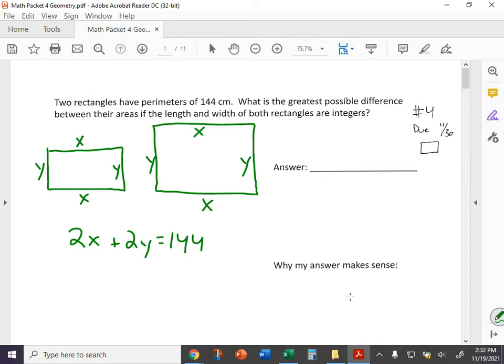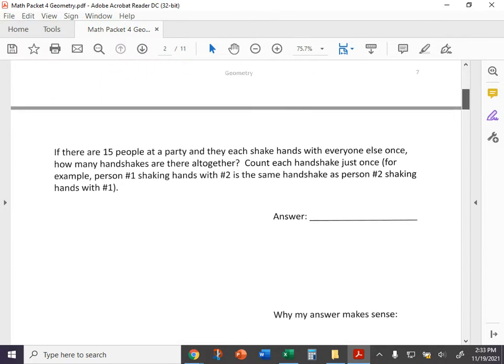But essentially, what base and length will give you the greatest area? What base and length will get you the smallest area? Because the question is, what is that greatest possible difference? Okay, so that gets you started at least, and maybe guess and check is the way to go here. Just plug in, see what happens, look for a pattern. But if you have any questions, you can shoot me an email.